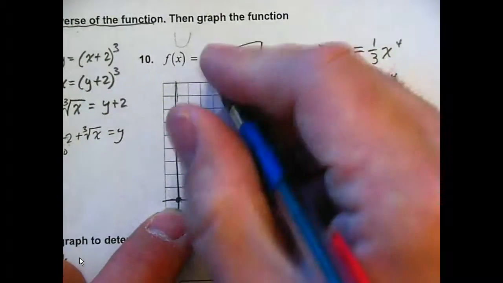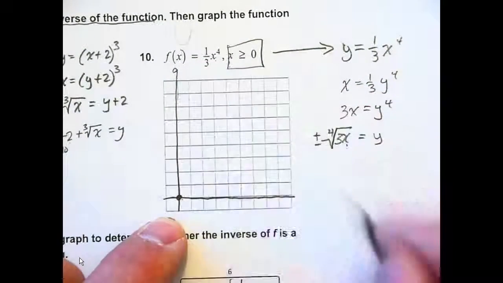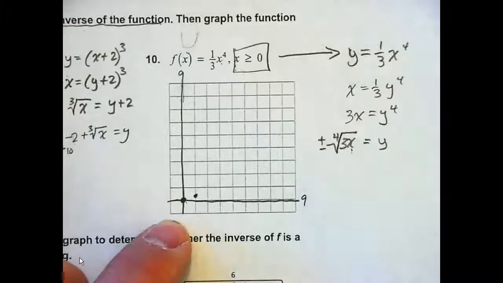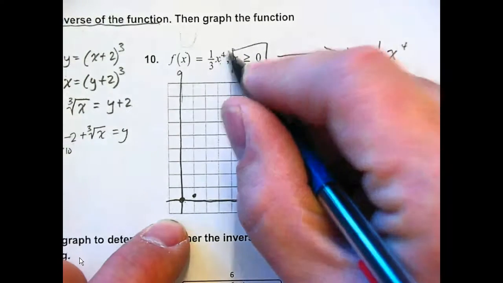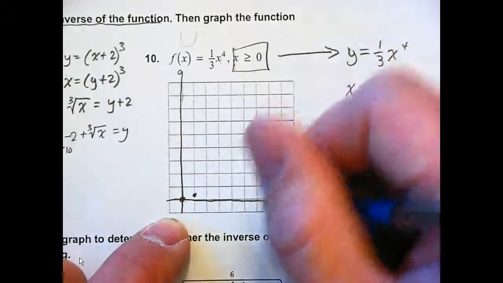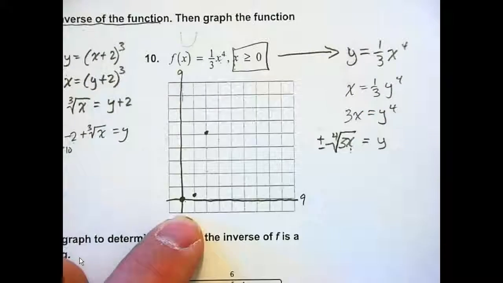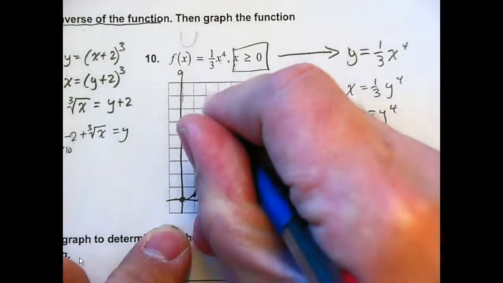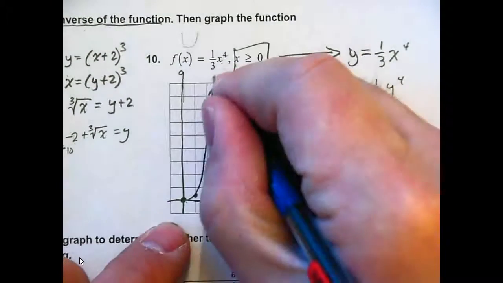When I plug in 1, what do I get out? I get out 1/3. When I plug in 2, what do I get out? 2 to the fourth is what? 16 divided by 3 is about 5. Okay, so just over 5. And we're not going to get any other points that are going to fit onto this grid, at least. So we've got 2, and that's probably plenty. Just don't cross this line. Okay? So that is our function f.